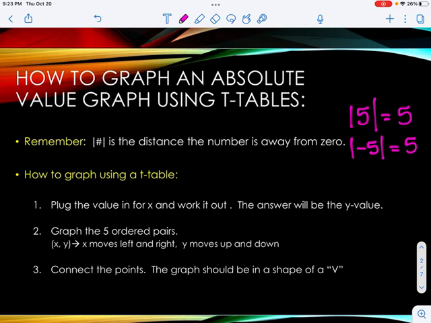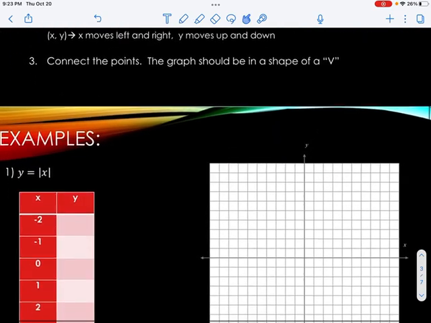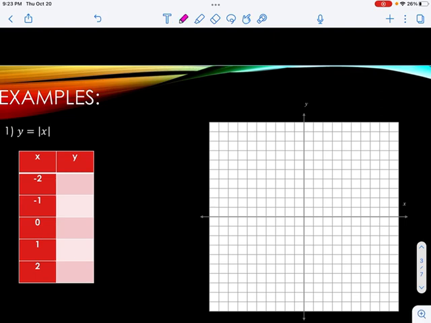Then we're going to graph the 5 ordered pairs. Remember, an ordered pair is made up of an x comma y. The x moves us left, right. The y moves us up, down. So we're going to plot 5 points on the graph. At that point, we connect the points, and the graph should be in the shape of a V or an upside down V, but it should be in the shape of a V. If it is not, then you know that you did something wrong as far as the math goes.